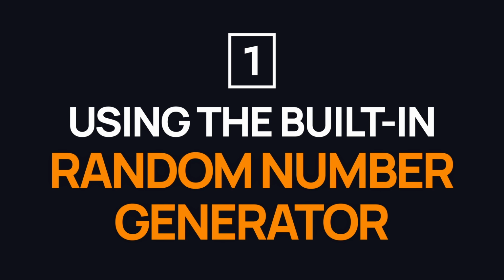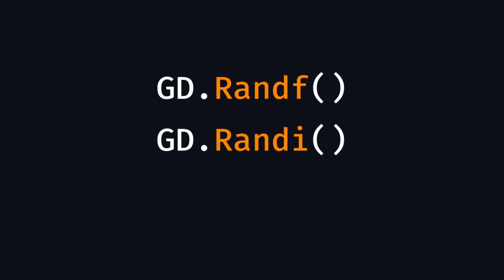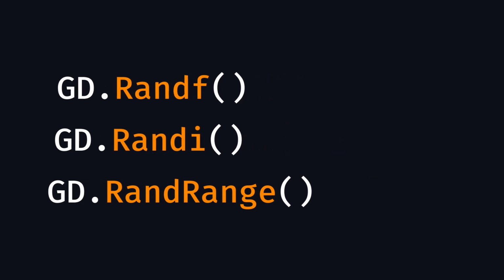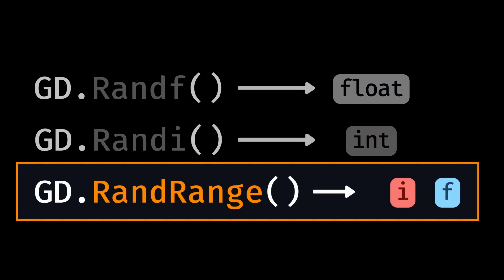So, the first technique for quickly creating random numbers in Godot is to use the engine's built-in random functions. In C#, we can access them via the GD global namespace, and we usually use three methods, GD.Randf, GD.Randi, and GD.RandRange. Each can produce either a random integer or a random float, but only the last one allows you to specify directly a range for this random generation.